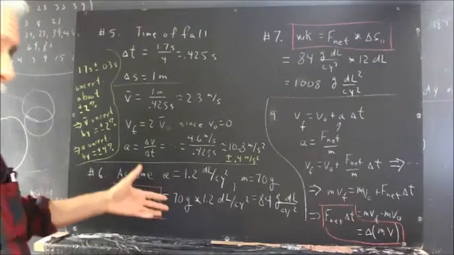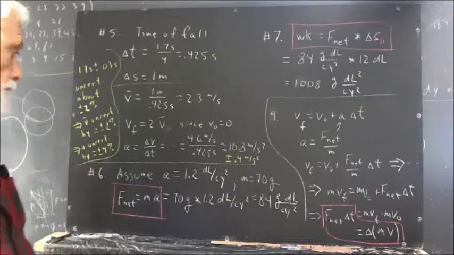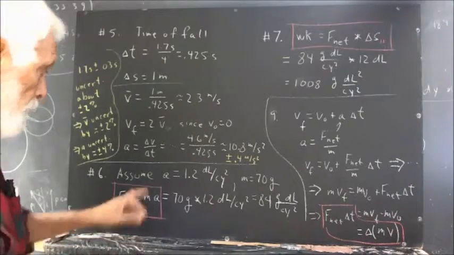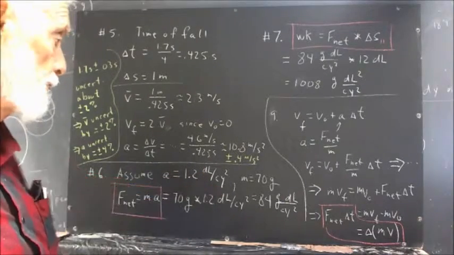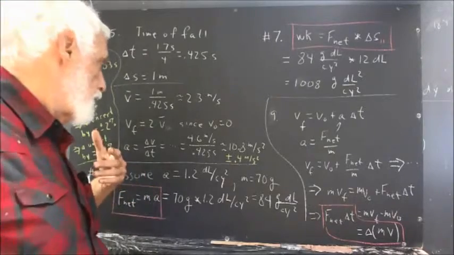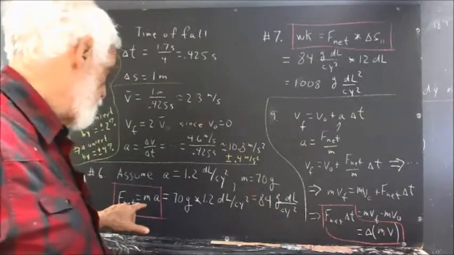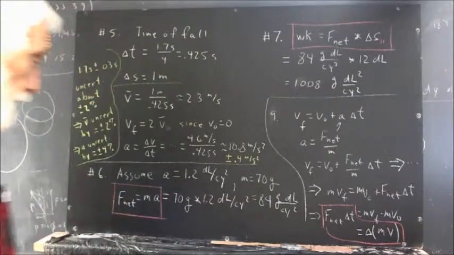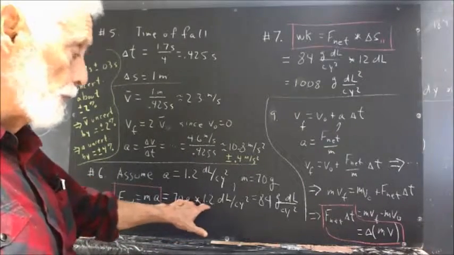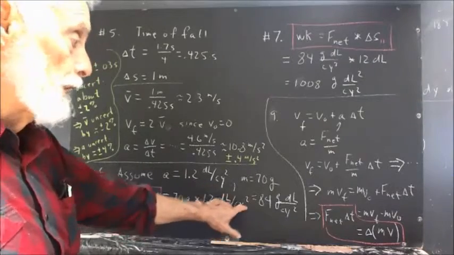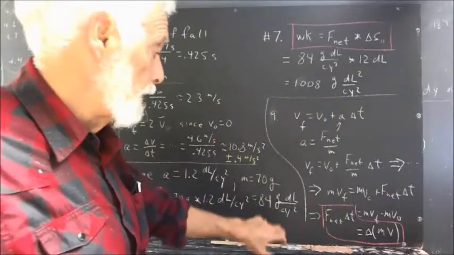Now, number 6 was phrased in terms of results that you hopefully got when you released the ball down the ramp. But let's assume an acceleration of 1.2 domino lengths per cycle squared. Now, the mass of the ball is given to be 70 grams, and we're told that net force is equal to the product of mass and acceleration. So what's the net force in this case? Well, it's 70 grams multiplied by 1.2 domino lengths per cycle squared. And when we multiply that up, we get 84 gram times domino lengths over cycle squared.